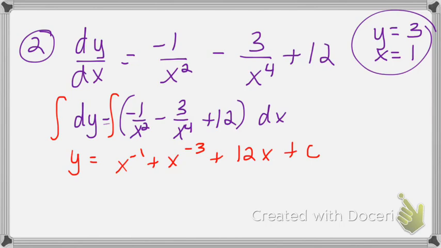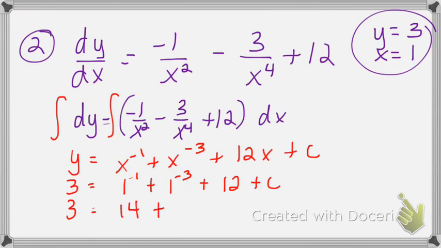At that point, we're going to plug in the 3 and the 1. So that's 1 plus 12. Subtract 14. So your final equation is y equals x to the negative 1 plus x to the negative 3 plus 12x minus 11.